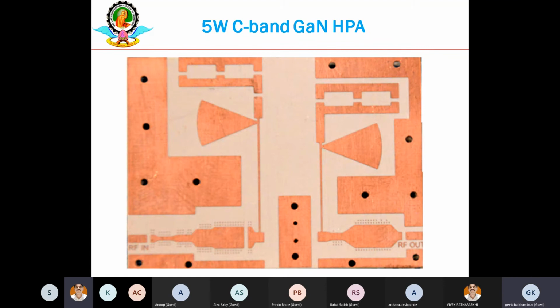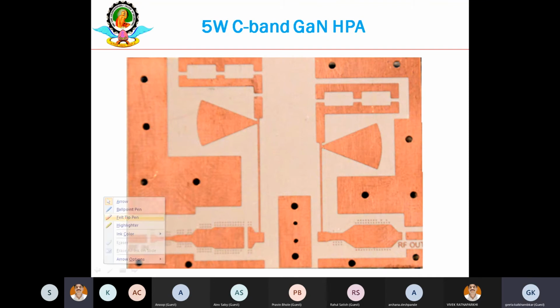So I have a question. Please. In this you have used a radial stub. Yeah. What advantages does it offer if we compare it with rectangular stubs and all?